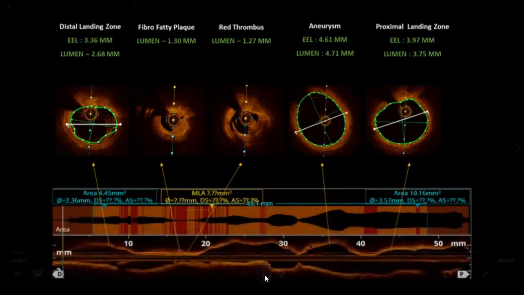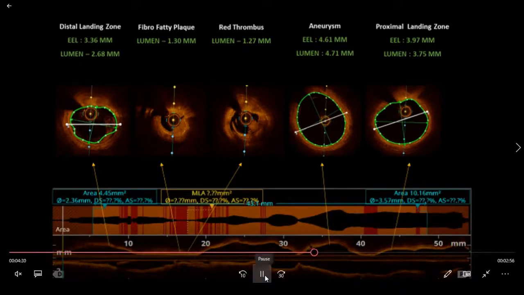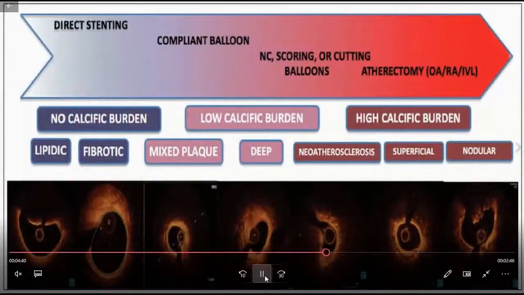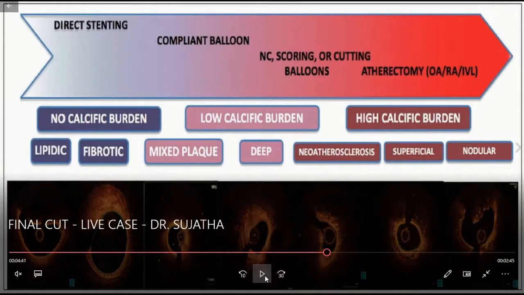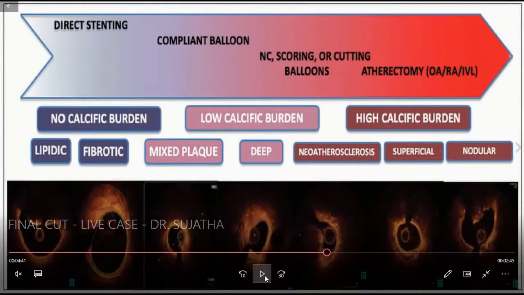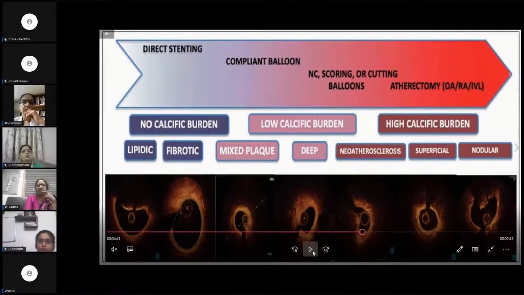We decided to go ahead directly, although I won't call it direct stenting, because we pre-dilated with a 2 balloon initially to allow the OCT catheter to pass. And now, as I said, we measured the diameters, we measured the length, and looking at the morphology, we can decide to strategize our PCI.